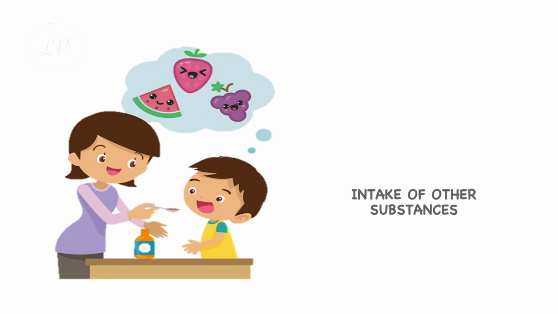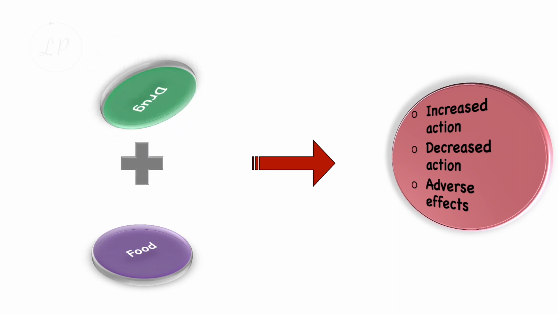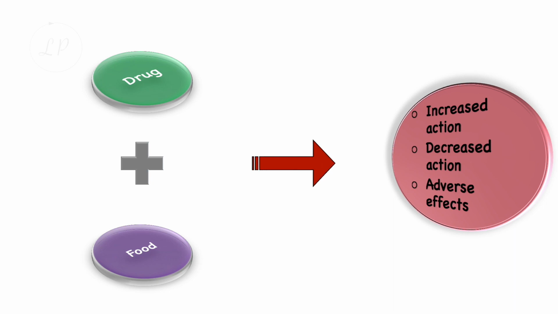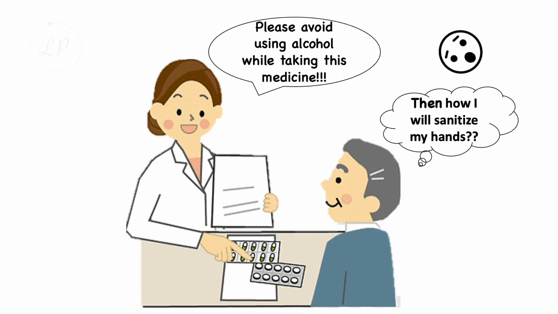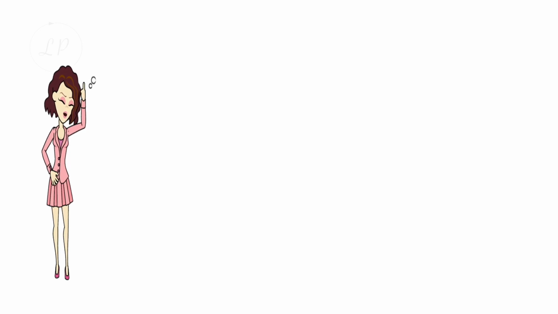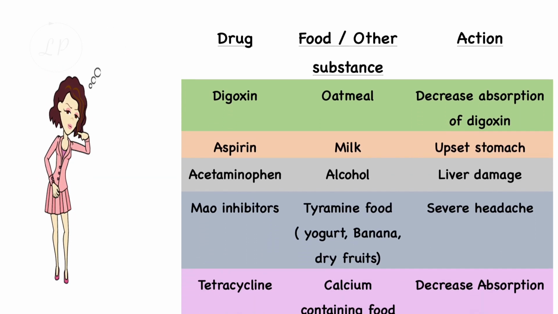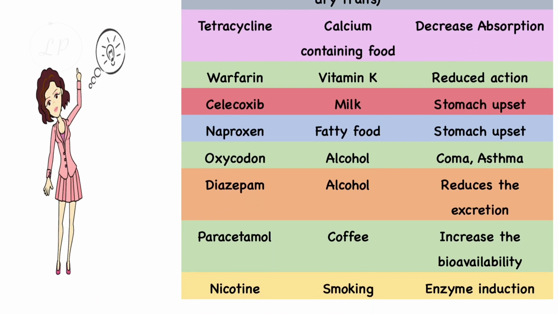Intake of other substances, along with drug, will also affect the drug action. This will lead to either increasing or decreasing the action, or to some unwanted adverse reactions. Patients should be informed about the signs and symptoms of food reactions when taken with certain drugs. Many times, dose alteration would be a routine practice if the patient cannot avoid those interacting foods. Some examples are given for your reference.